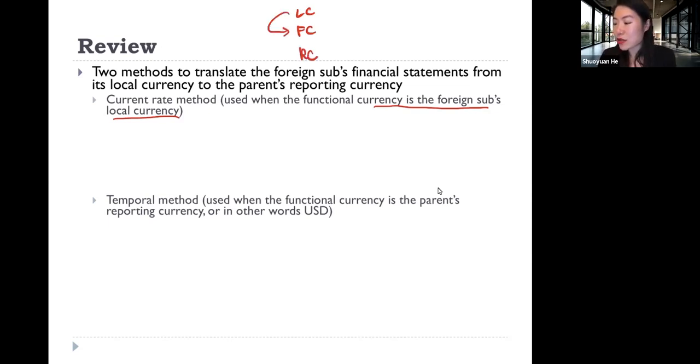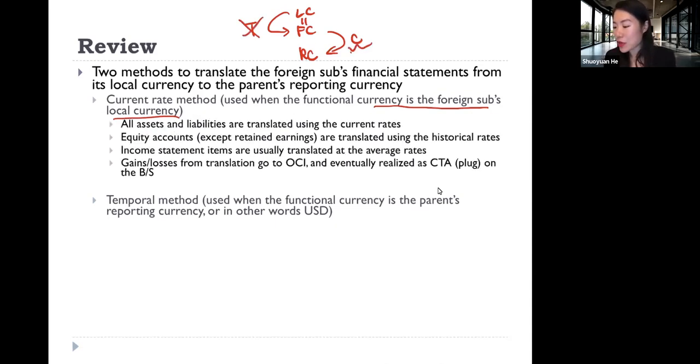From local currency to functional currency, we use the temporal method. From the functional currency to the parent firm's reporting currency, we use the current rate method. So if the functional currency is the foreign subsidiary's local currency, which means those two are the same, we don't need the temporal method, we only need the current rate method.